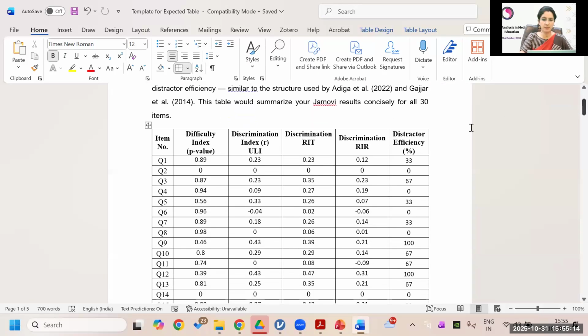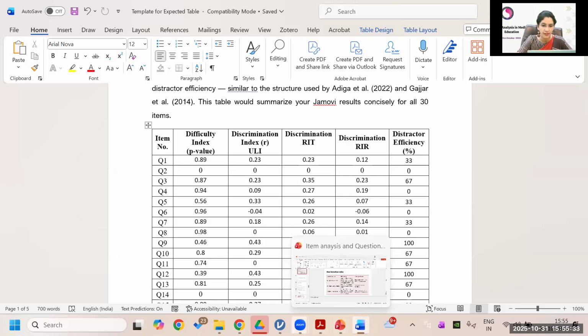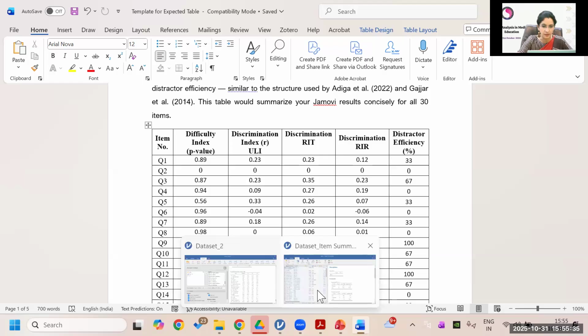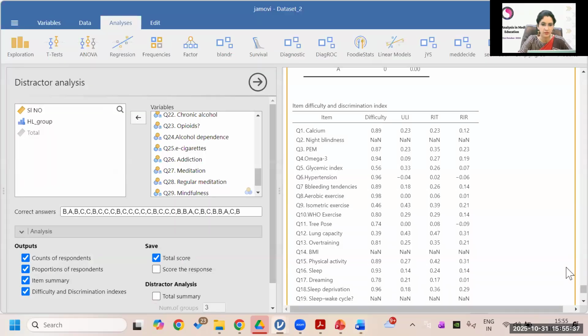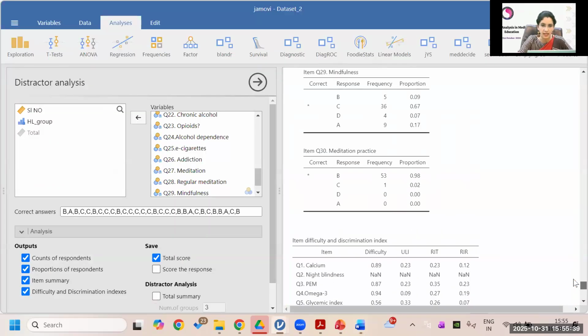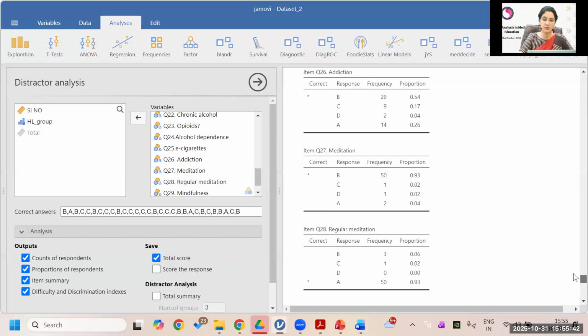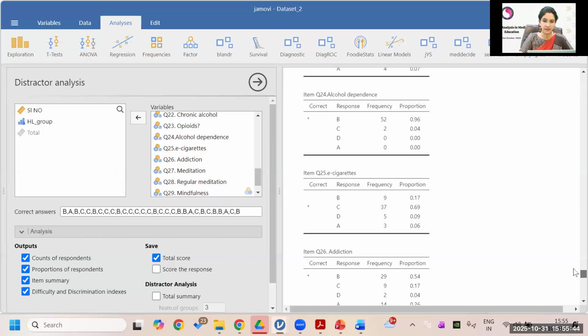Now in this table you can see there is a table for the distractor efficiency. How will you calculate it? Again, you have to do it manually. Manually means you have to go item-wise, because Jamovi doesn't give you this table. You will go to the item summary, which we have discussed, and calculate it on a piece of paper and then enter it here.